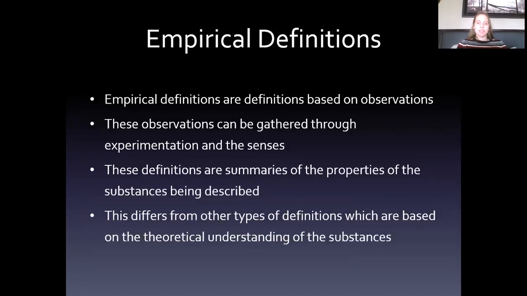So the empirical definition is just all the different observations that people have made over the centuries about acids and bases. So these observations have been made both through experimentation and through the senses. And empirical definitions are just the summaries of all of these properties of acids and bases.